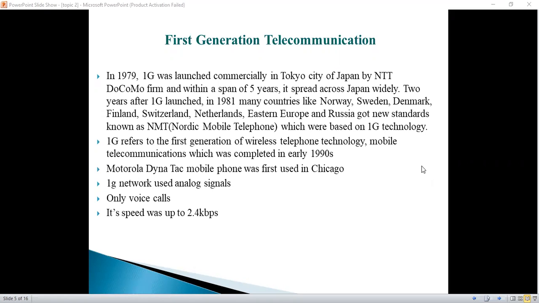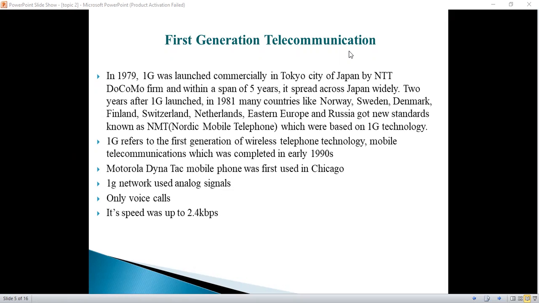The first phone that was used was the Motorola DynaTAC, which was used in Chicago, right? And this uses analog signals. Analog signals are the ones that are continuous in nature, right? They are not discrete, right? And whenever it comes to analog, it means you are talking about voice. You're not talking about data, right?